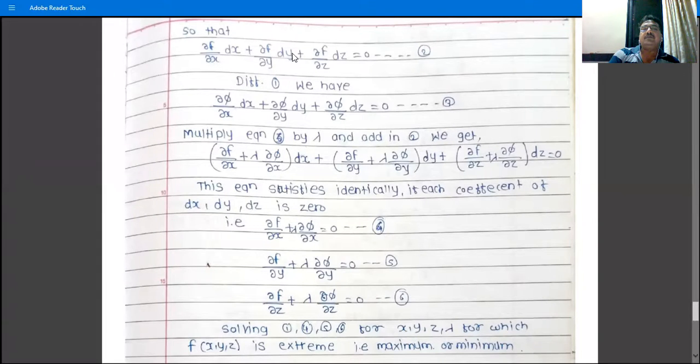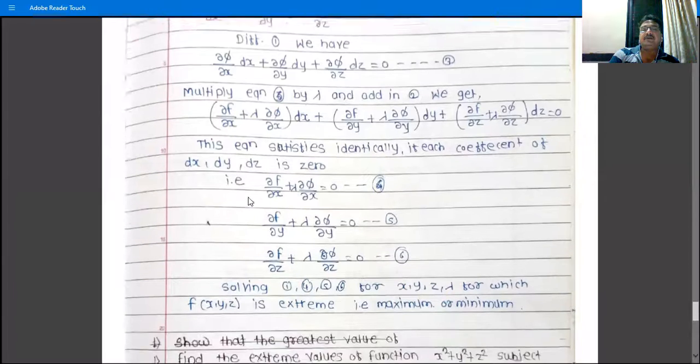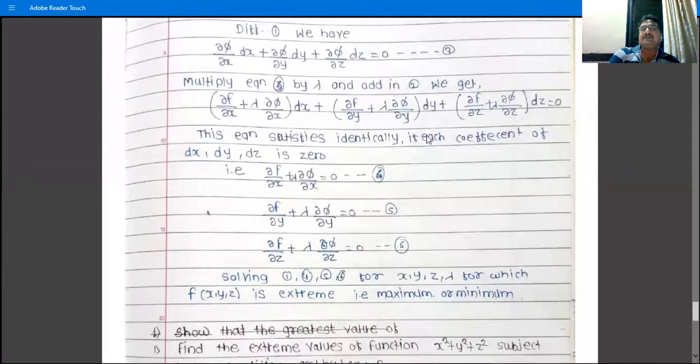Take dx as common, dy as common, dz as common. This equation is satisfied identically if each coefficient of dx, dy, dz is 0. That is, this equation is 0 if this bracket is 0, this bracket is 0, and this bracket is 0. So we have equations number 4, 5, 6.